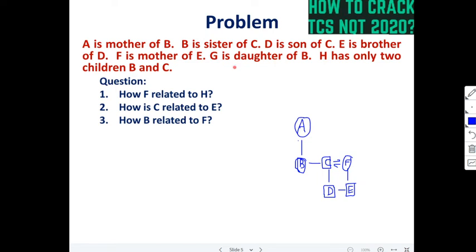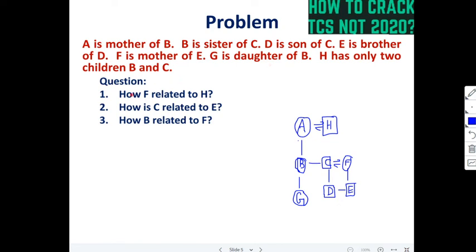Now G is daughter of B. Daughter, so circle, female. H has only two children, B and C. So A's children are B and C. Now H is also told to have two children, B and C. So naturally A and H are husband and wife, couple. So since A is female, H is a male. So I think we have accommodated all the inputs given.